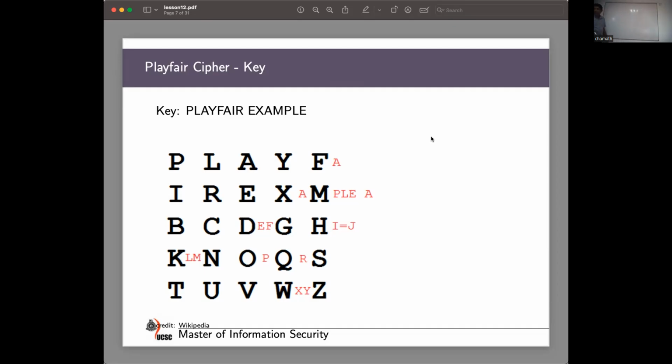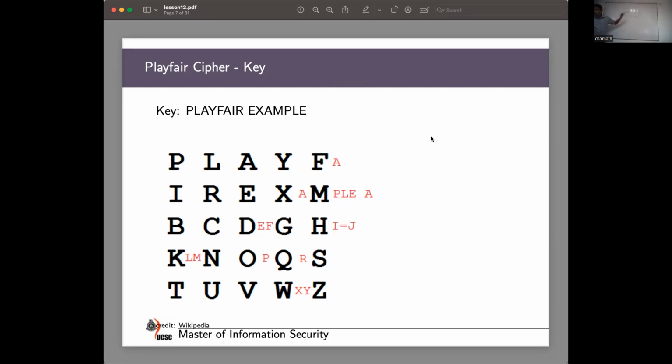To construct the key, first you take this string, Playfair example, and write it in a 5 by 5 square. Keep on writing these letters: P, L, A, Y, then F, I, R. After that, Playfair, FA, but A is already used, so skip that. The letters in red are the skipped letters. Then we use I, then X, then for example, E, X. A is already used, so we don't take it. Then M, then P, L, E, A again used.